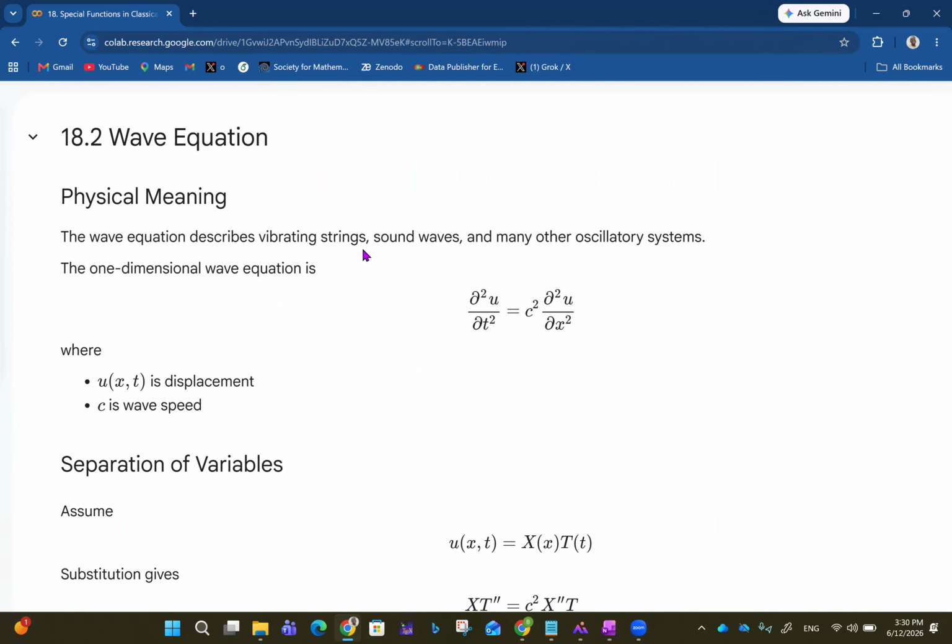So the wave equation describes vibrating strings, sound waves, and many other oscillatory systems. The one-dimensional wave equation is d squared u dt squared equals c squared d squared u dx squared, where u of x comma t is the displacement. As you pluck the string on the guitar, you displace it. That's why it is oscillatory, right? You displace it, then it goes back to its original position. Then c is the speed of the wave generated in the string.